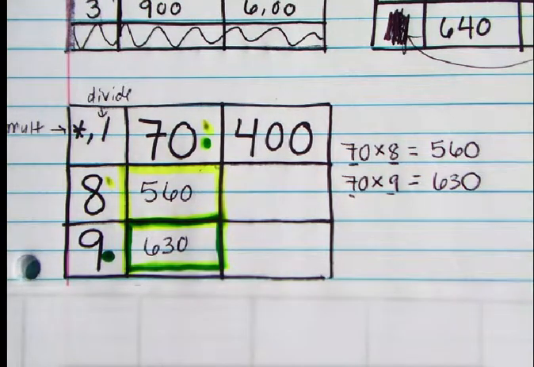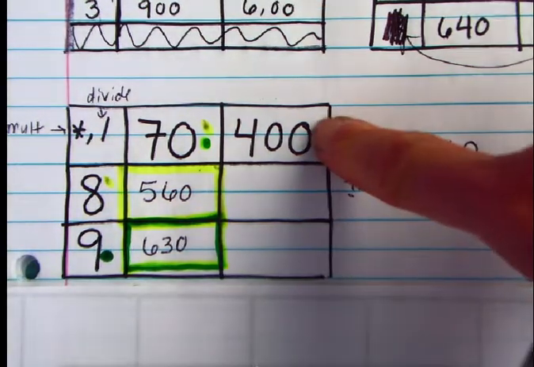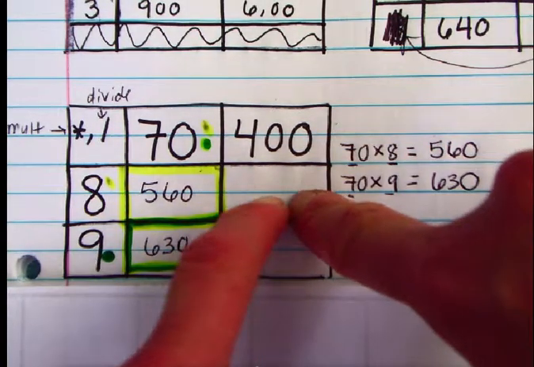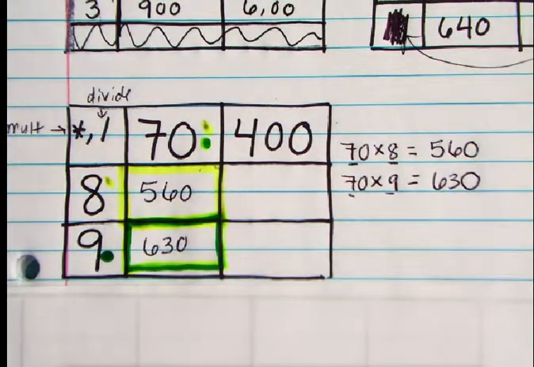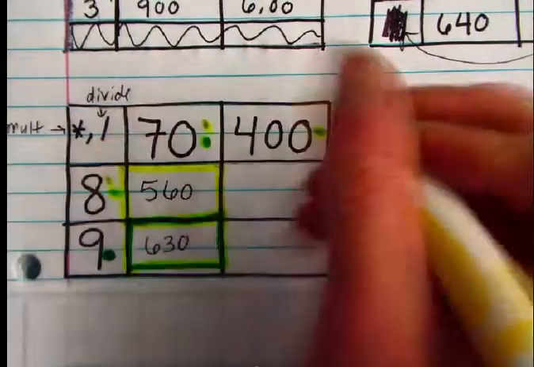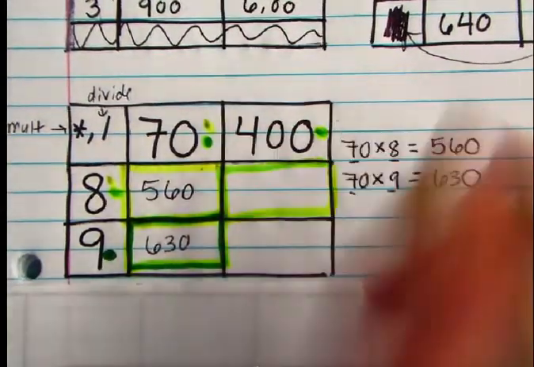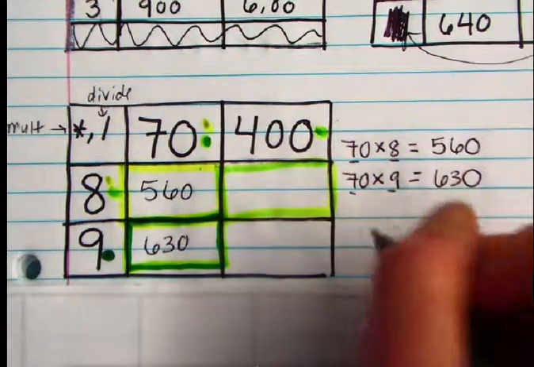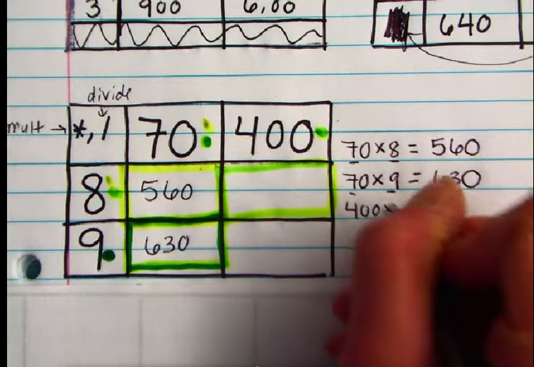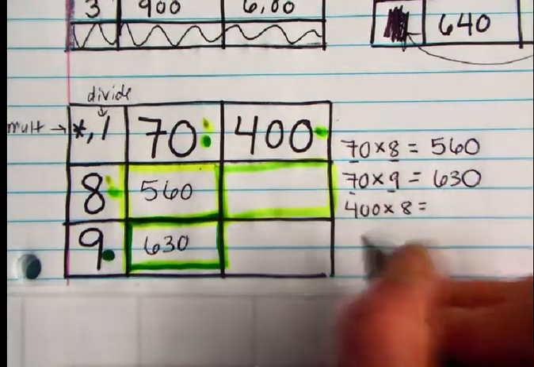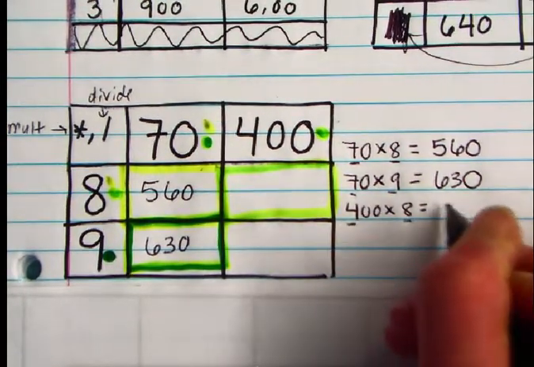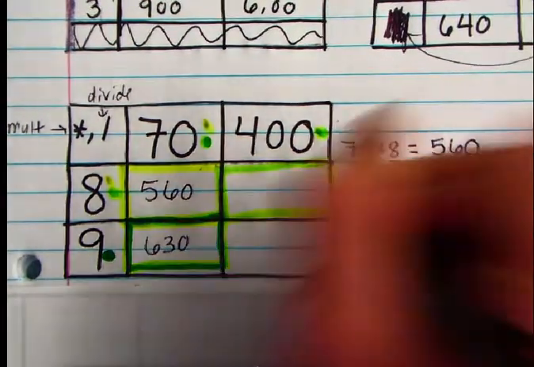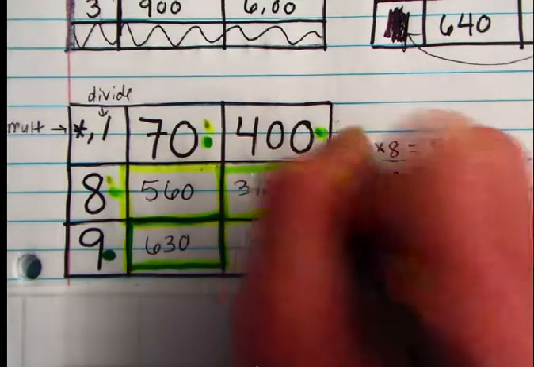Let's switch over to the 400 factor. This time I'm going to do 400 times 8. Draw my fingers together and you can see I'm going to be working in that box. 400 times 8. Do your basic facts first. 4 times 8 is 32, and then I have 2 zeros to add on, so 3,200 would be my answer.